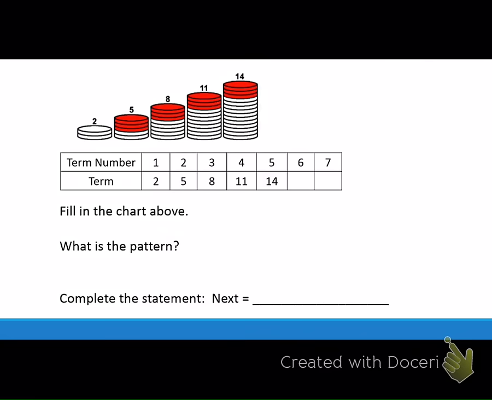All right. Term number is 1, and there's 2 coins. Term number is 2, and there's 5 coins. 3 is 8, 4 is 11, and 5 is 14. Jacqueline, fill in the rest of that chart. What comes after the 14 then? And then what? Good.